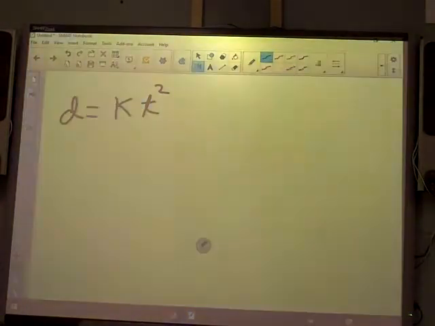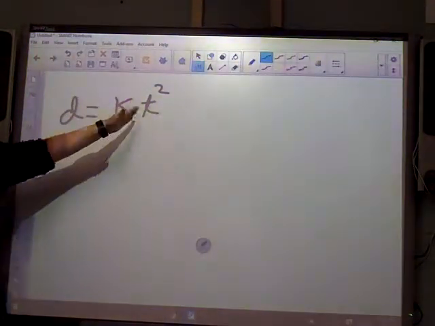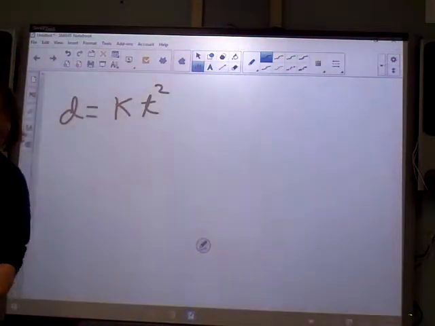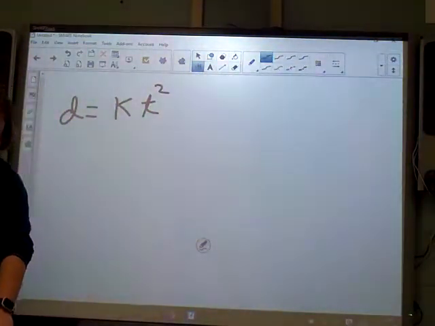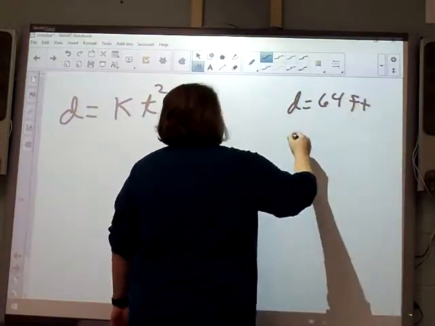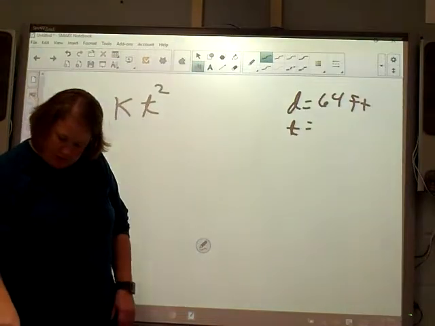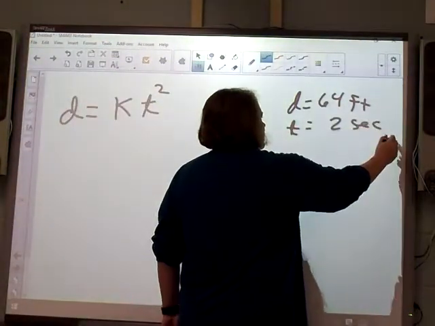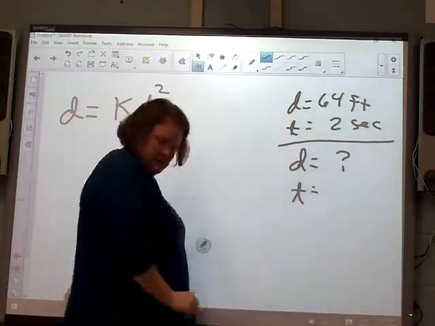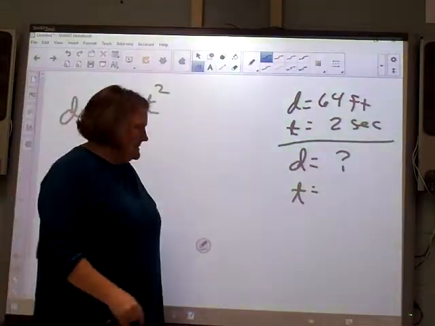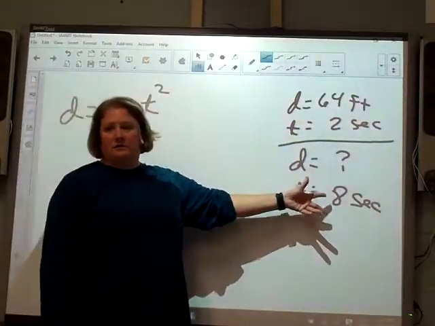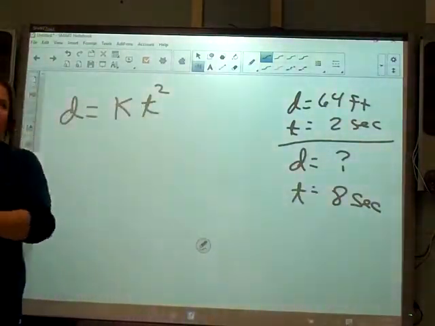That's just like the parent one that we wrote down, y equals kx squared. We just use d and t to stand for distance and time. Here's what we know about skydiving in this one. The skydiver falls 64 feet in a time of 2 seconds. How far will they fall in 8 seconds? So we're solving for distance. It's dropping a lot longer here, 6 more seconds, so we ought to expect her to fall a lot farther.